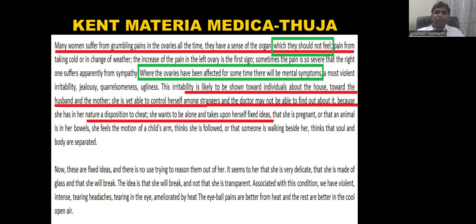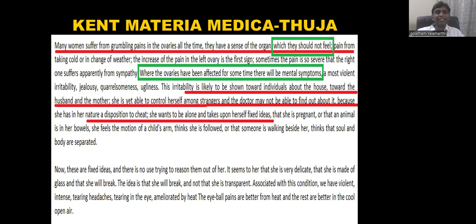She is able to control herself among strangers and the doctors. And if you ask her husband or children how she is at home, they say she always scolds us. She has a very irritable nature at home. But quite the opposite can be seen in this patient. If they come to us, or if they are with strangers, the quite opposite state is maintained.